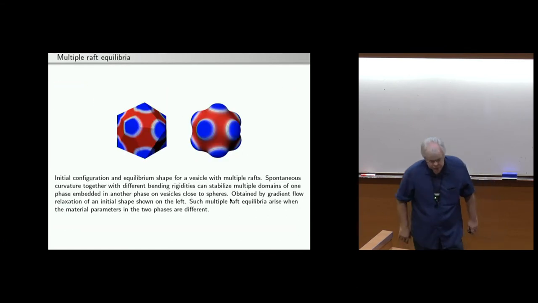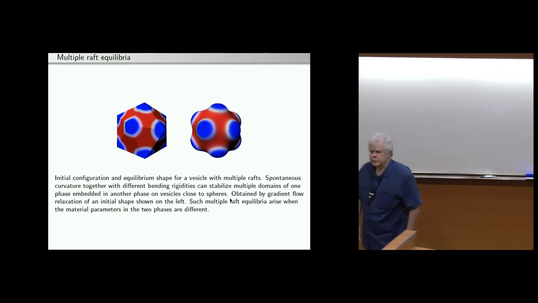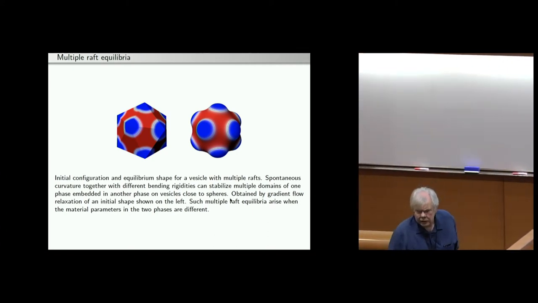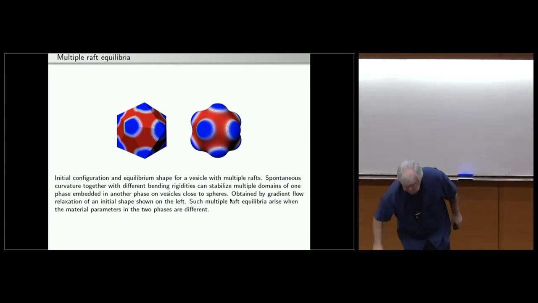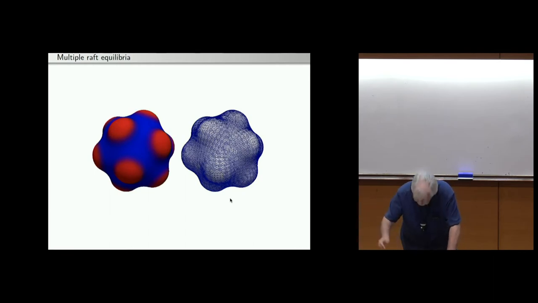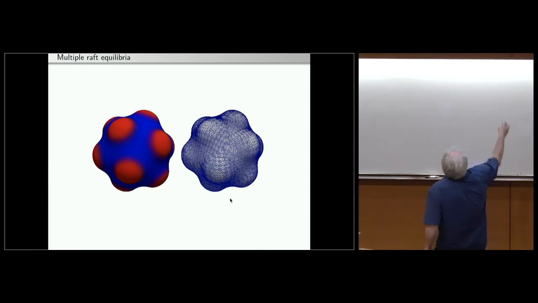And we've done all sorts of different shapes. And our idea was that we wanted to generate this, to simulate this, rafts on a sphere. So we set up an initial surface like this, triangulated it, and it relaxed to this shape. So this is what we did some years ago. And there's another way of looking at it. And this is the final triangulated surface. And this is another color plot.